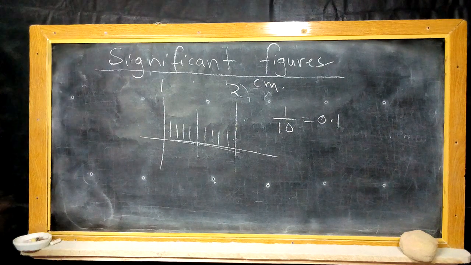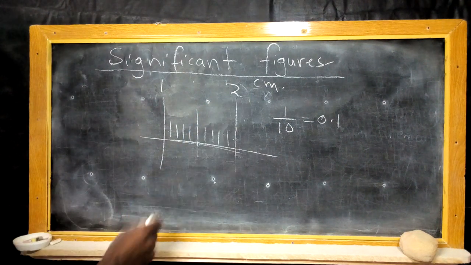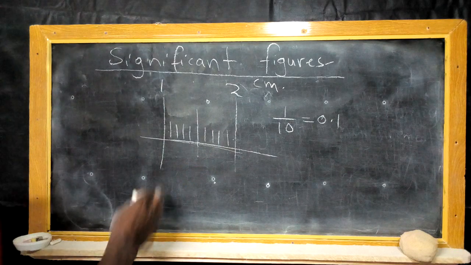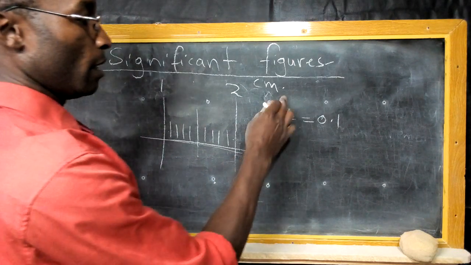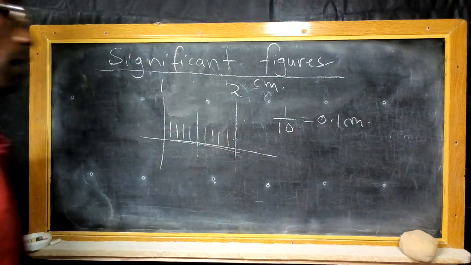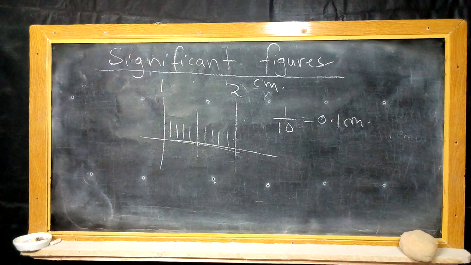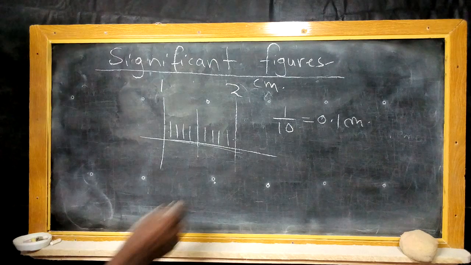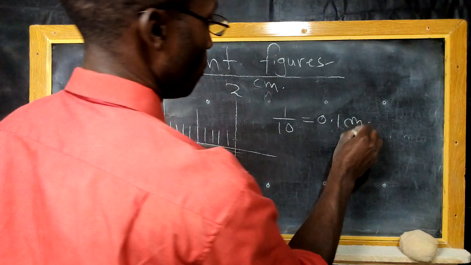That is, of course, the units. Reading is in centimeters. Therefore, if it has 10 divisions, then one of those 10 divisions has got 0.1 centimeters. So I can say that the smallest subdivision here for this instrument is 0.1 centimeters.